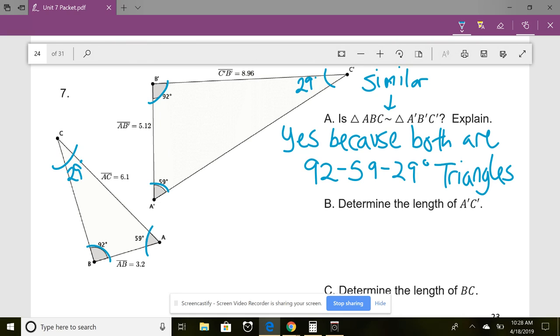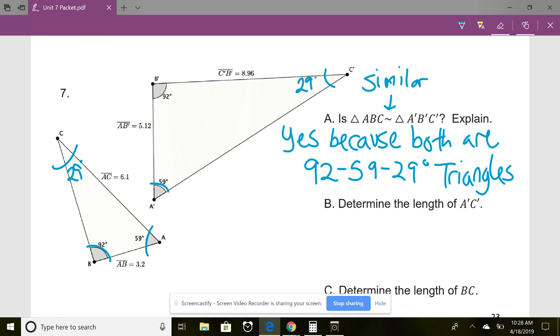Now, determining the length of the sides is a little different process. When we're determining the lengths of the sides, we know that the sides are proportional in similar triangles. What do I mean by a proportion? A proportion is when you have two fractions set equal to each other.